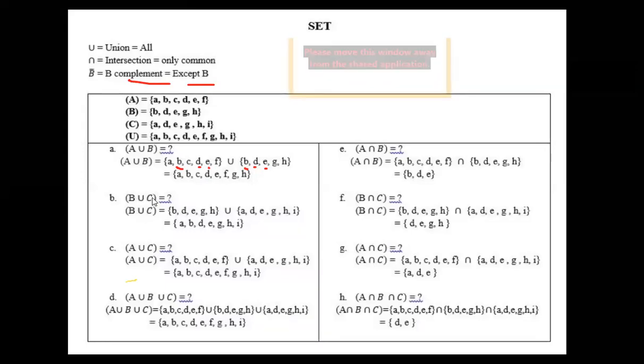So B union C. What is the value of B? B means B, D, E, G, H. Okay. So union is there. What is the value of C? C is A, D, E, G, H, I. So that is the value. So what means the union? Union means all.